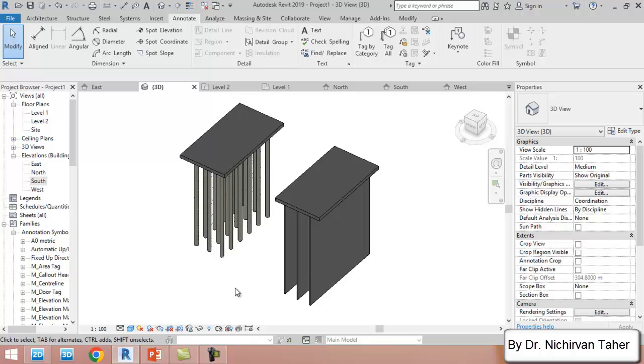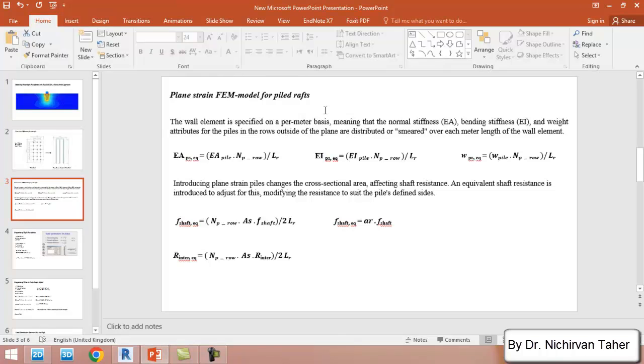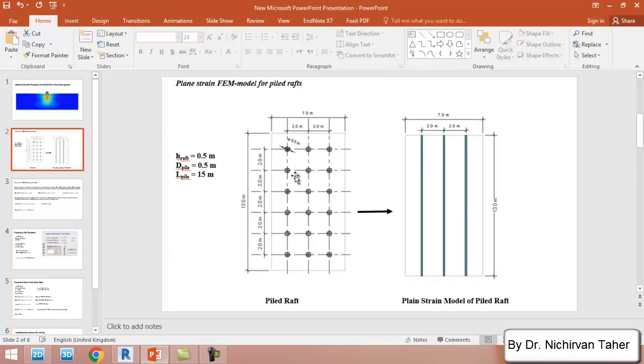So this is our pile draft foundation, and in the plane strain model we have to convert this three-dimensional model into this two-dimensional plane strain model. Also in PLAXIS or in the plane strain model, we will just consider 1 meter of this model. For example, this raft is 13 meters long, so we will consider just 1 meter length of the raft. So to convert these rows of the pile to an equivalent plate wall, we have to do some changes.